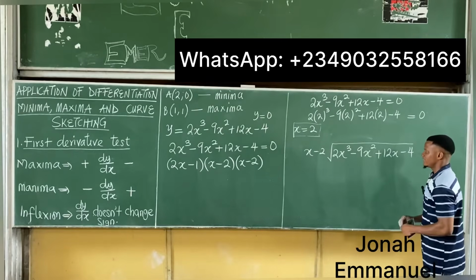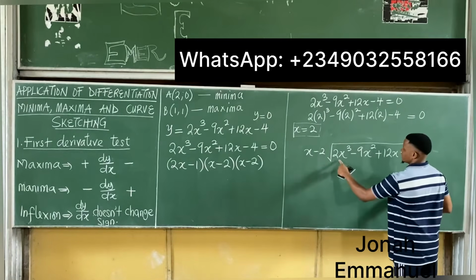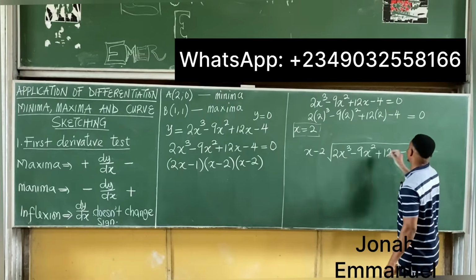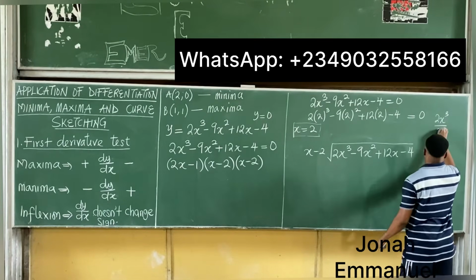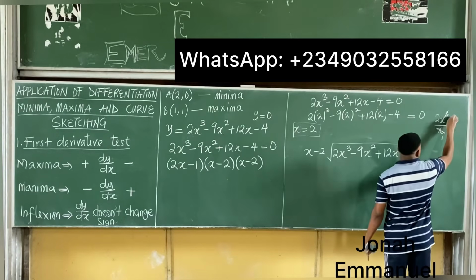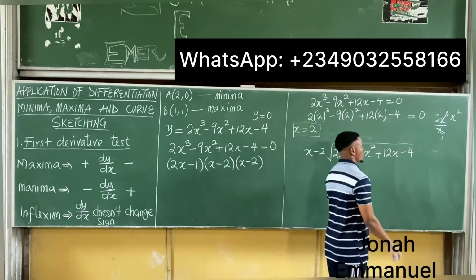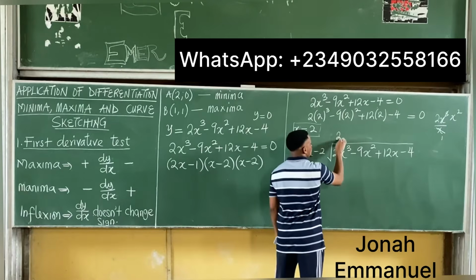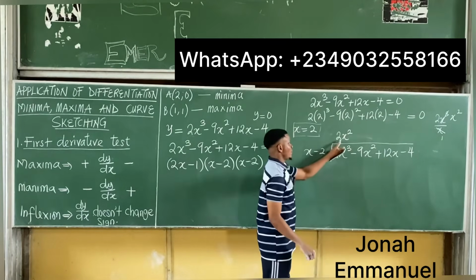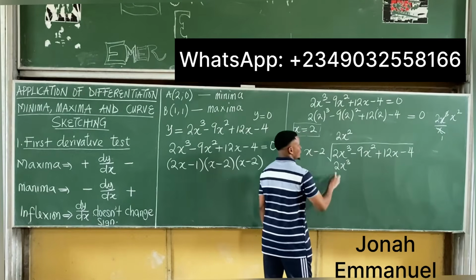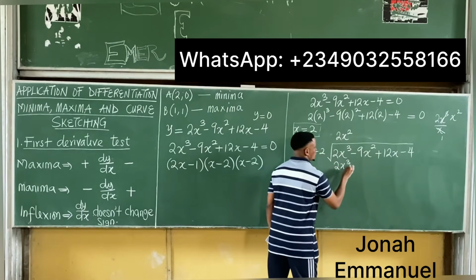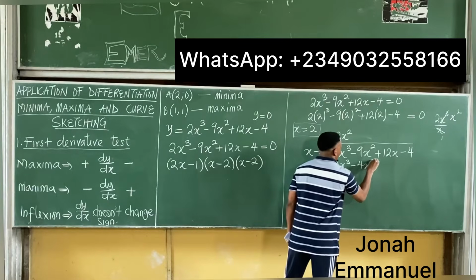All right, so dividing this by this, divide just the first terms. My first term here is 2x cubed. Divide this by x. From here, x over x is 1, x cubed over x is x squared. That becomes 2x squared. So if I bring 2x squared here, 2x squared times x gives you 2x cubed. 2x squared times minus 2 gives you minus 4x squared.